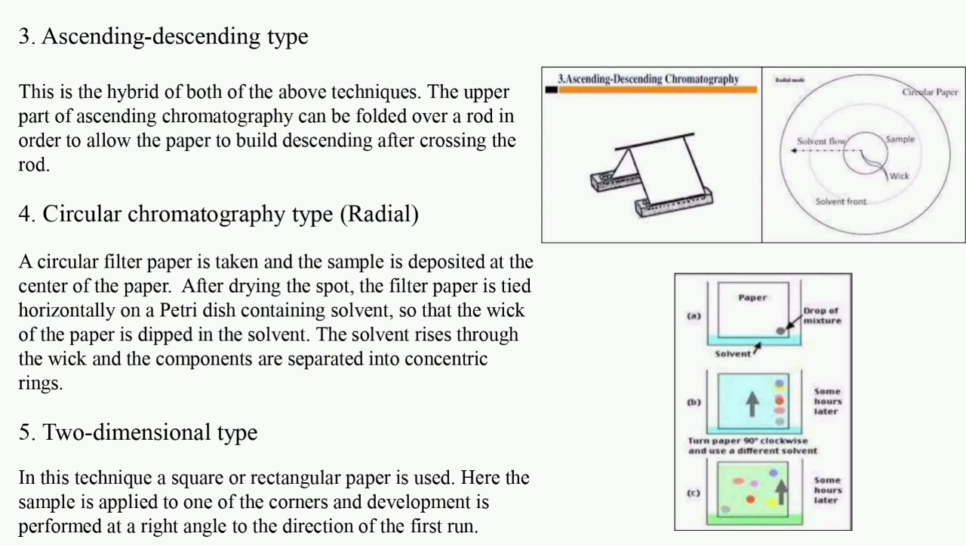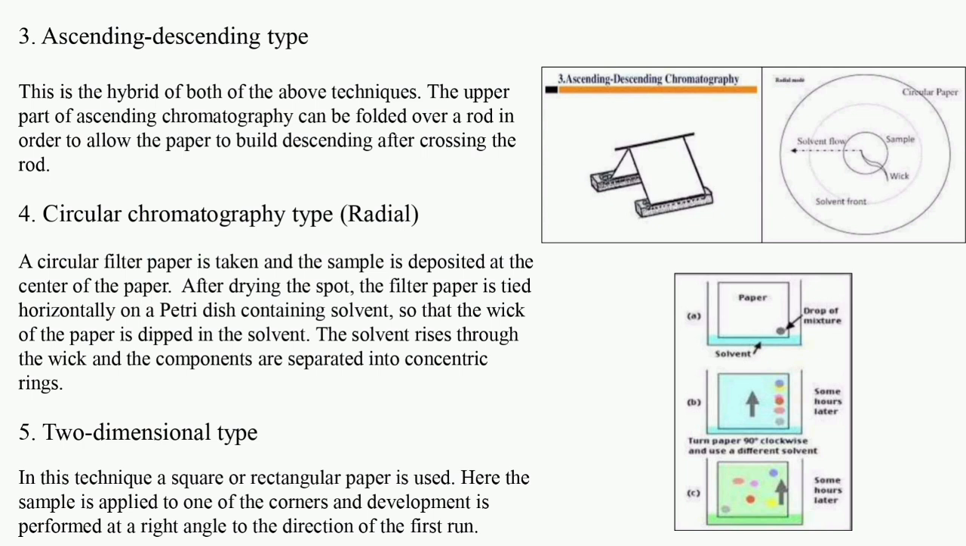4. Circular chromatography type, radial. A circular filter paper is taken and the sample is deposited at the center of the paper. After drying the spot, the filter paper is tied horizontally on a petri dish containing solvent, so that the wick of the paper is dipped in the solvent. The solvent rises through the wick and the components are separated into concentric rings.